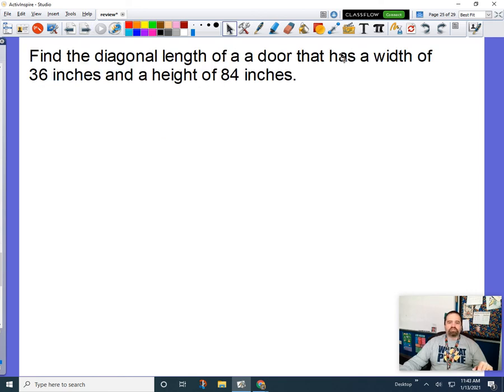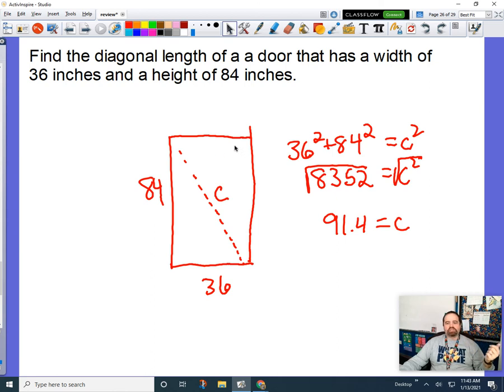Find the diagonal length of a door that has a width of 36 inches and a height of 84 inches. So you are looking for the diagonal. Set it up and solve. Okay, I like to draw pictures on these to kind of give me a little bit better idea of what I'm doing. The diagonal length is what we're looking for. So the hypotenuse, the width is 36, and the height is 84. It's a straight setup and solve, 91.4.